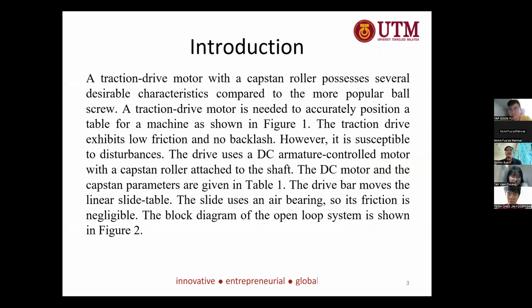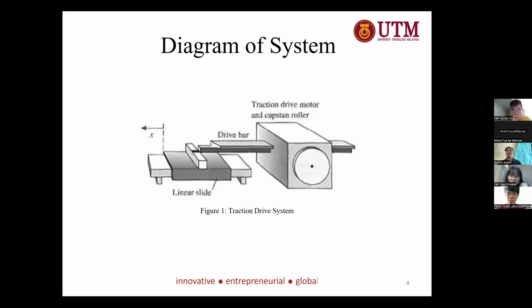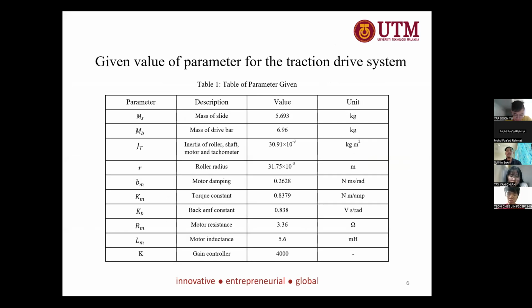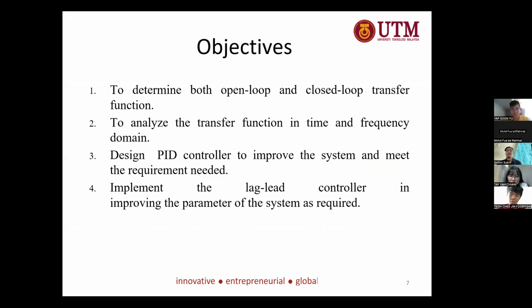As an introduction, we need to do modification or improvement on the traction drive motor system, so that the purpose is to avoid the disturbance. Here is the diagram of the traction drive motor system and the capstan roller, and this is the block diagram, which is given in the questions. The table below shows the parameters given for the traction drive system.